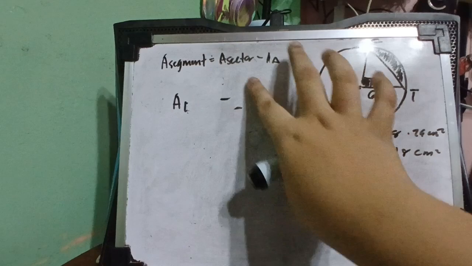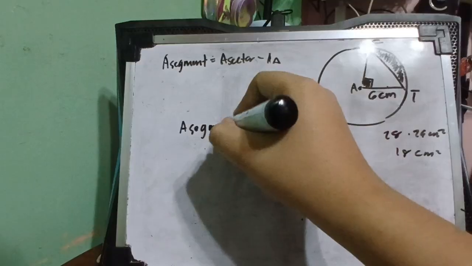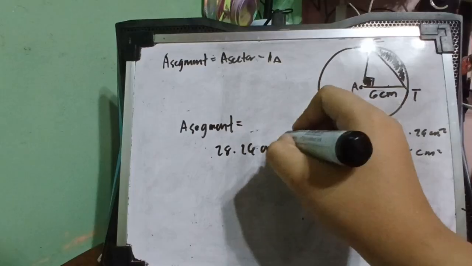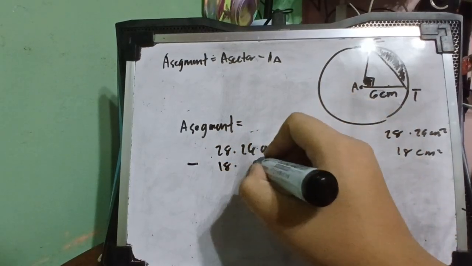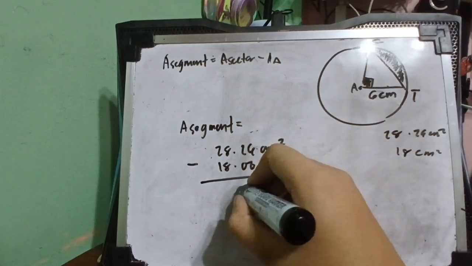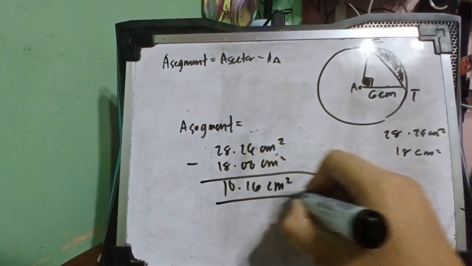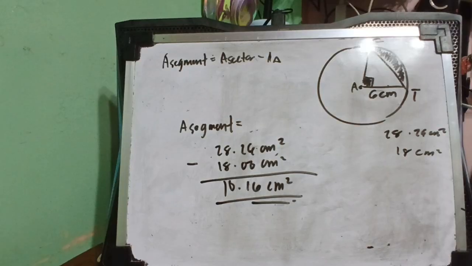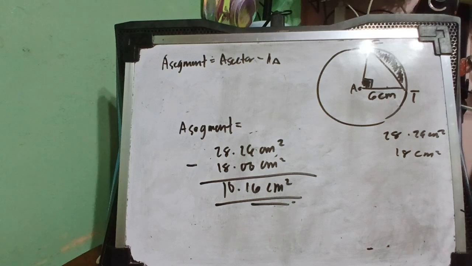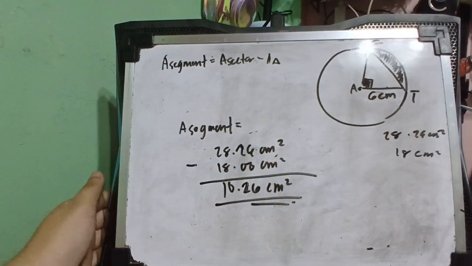Okay, after that, we can find our segment. So it's equal to 28.26 cm squared minus 18.00 cm squared. So it's 10.26 cm squared. So that is the area of our segment. Is that correct? Yeah, 10.26 pala.